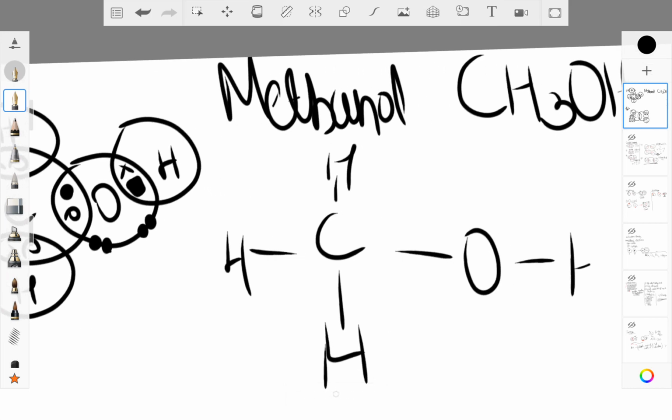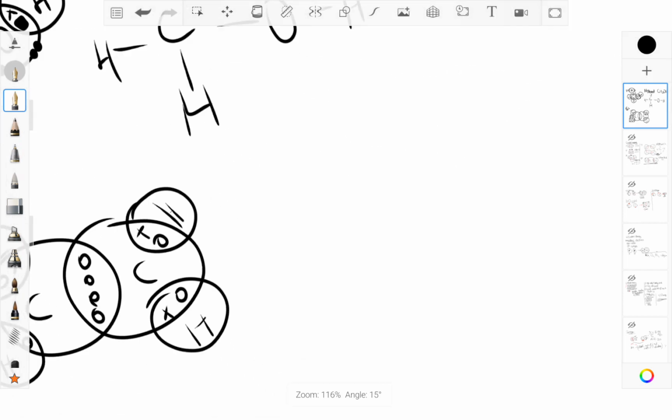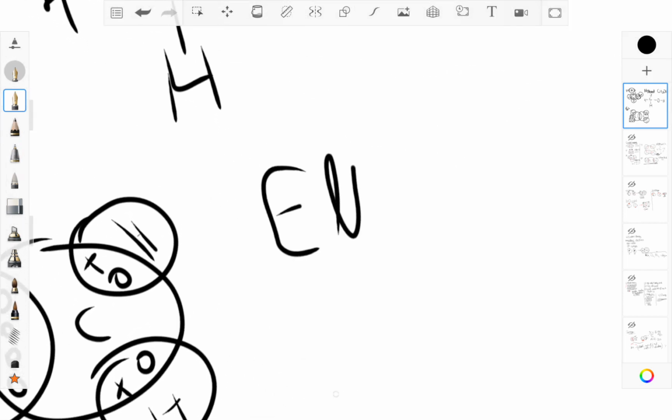Yeah, that looks about right. That's the structure of methanol. The second one is called ethene. It's a type of alkene.